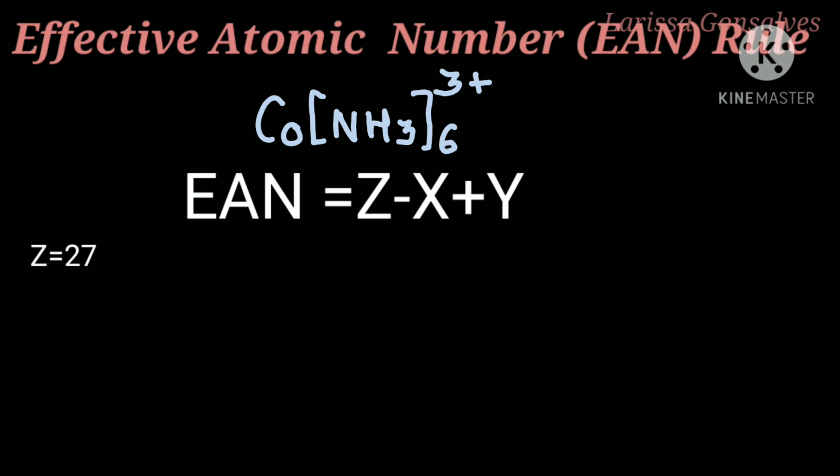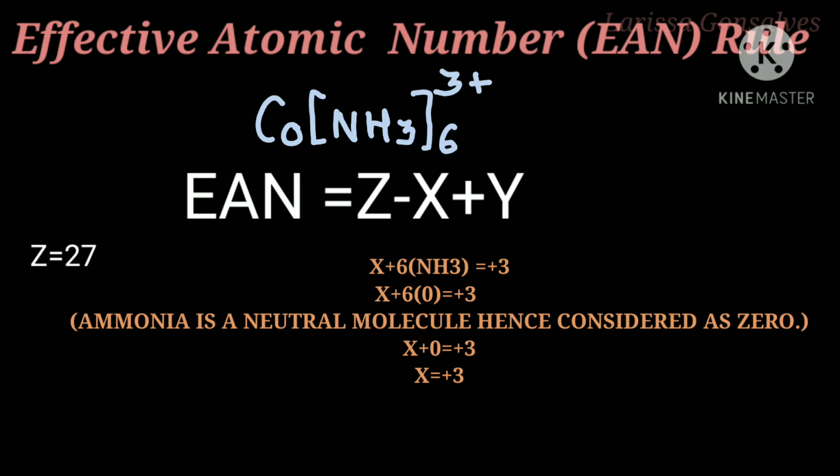Next, we need to find the oxidation state of cobalt. So we will consider it as X, plus we have 6 NH3 ligands. So X plus 6 into NH3 will be equal to the net charge, that is +3. After solving, NH3 is a neutral molecule, hence its value is 0. So 6 times 0, X plus 0 is equal to +3. So ultimately the oxidation state of cobalt is going to be +3, so the value of X will be 3.